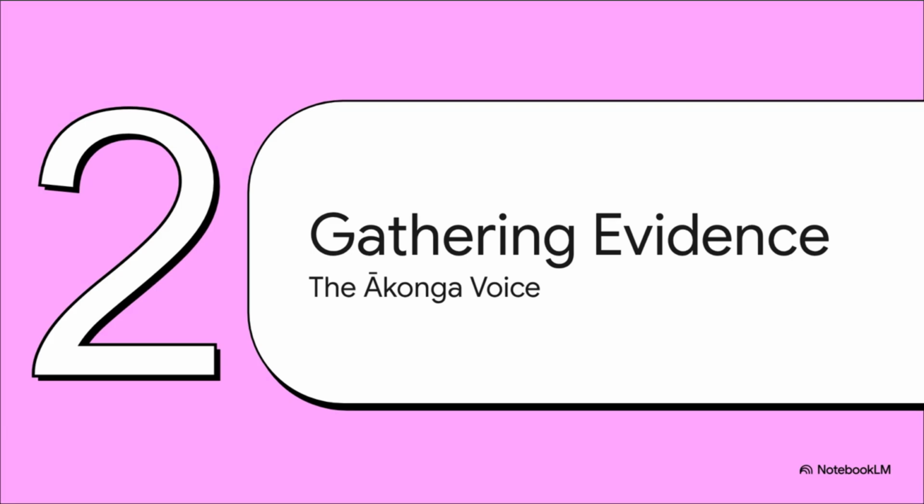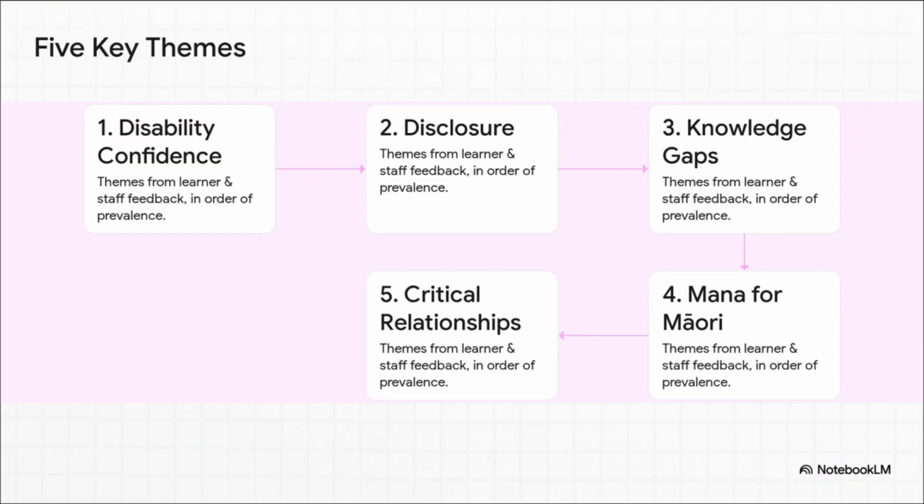Okay, so with that framework locked in, the research turned to the most crucial source of evidence you can get, the learners themselves, the akonga, as they're called in Te Reo Maori, and also the staff, the kaimahi. And after a full year of conversations with a disability advisory group, 5 major themes just kept coming up, over and over again. And I want you to look at that list. Pay close attention to the one at the top, the one that emerged most often, disability confidence among staff.